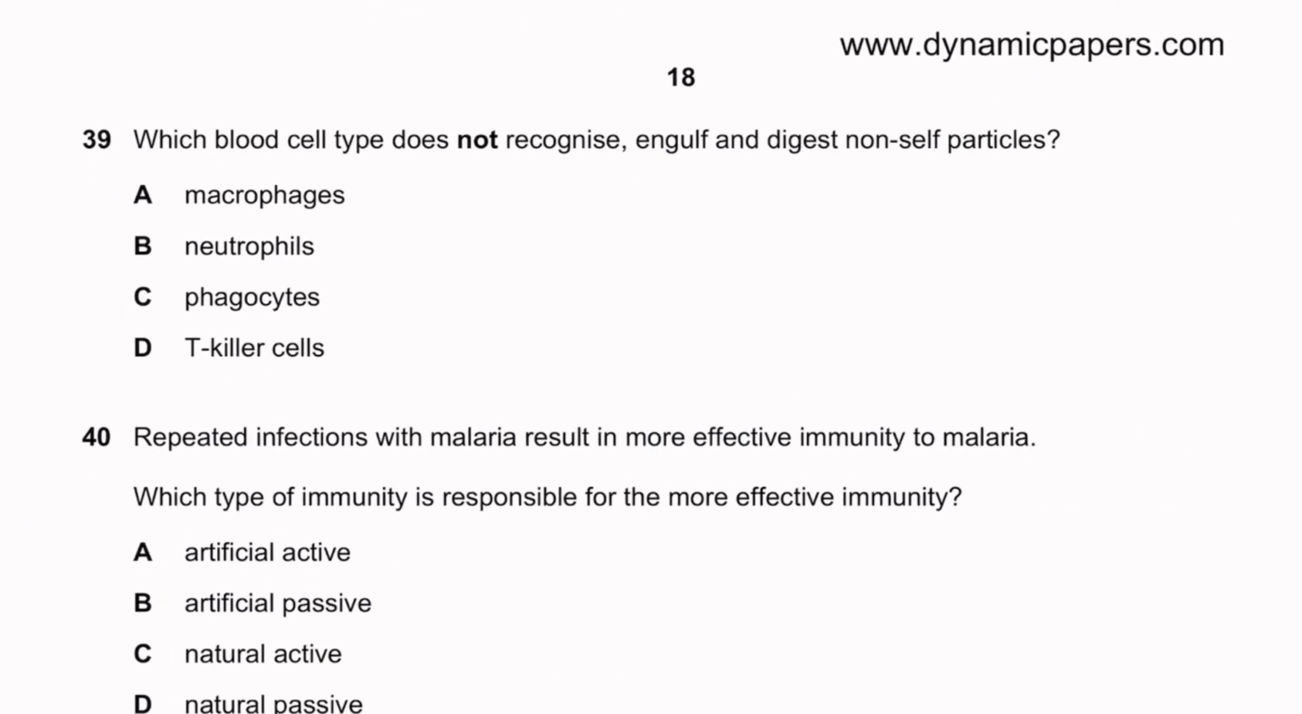Now, which blood cell does not recognize, engulf, and digest non-self particles? So macrophages do that, neutrophils do that, phagocytes do that. T killer cells actually don't. Instead, they're going to basically bind to the receptors, or the antigens, on the pathogen, and then insert substances that are going to kill and harm the pathogen. So this includes maybe hydrogen peroxide, just any type of material of that sort. So it does not really do the engulfing and digesting, does not do endocytosis.